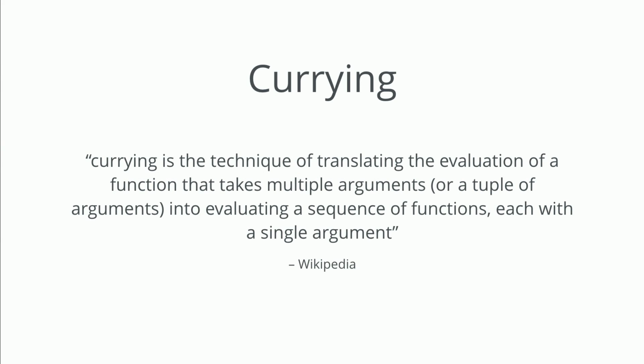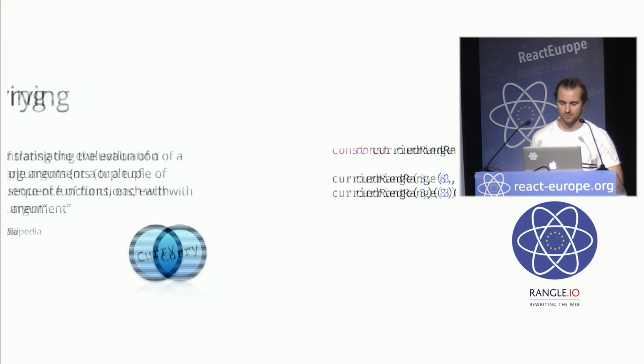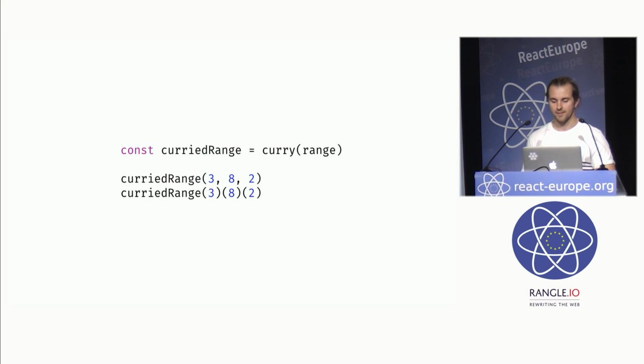Currying, just as a reminder, is the technique, and this is Wikipedia: currying is the technique of translating the evaluation of a function that takes multiple arguments into evaluating a sequence of functions. So multiple arguments, sequence of functions. Cool. That's good. So now we learned something. Currying. Pretty cool. All right. Just as a reminder, this is what currying looks like if I do it on a range example.